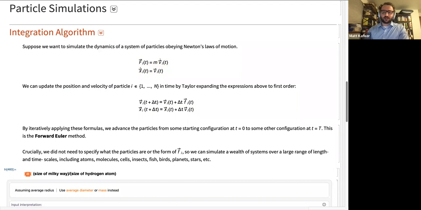So the velocity at some later time is equal to the velocity at the current time, updated by the force times dt. I've absorbed the mass into the force term here. And the position is updated by the current position plus the velocity times dt. This should not be shocking to anybody. If I need to clarify, please let me know. But the idea is that we start with some initial conditions at t equals 0, and by iteratively applying these equations, we arrive at some different configuration at t equals capital T, whatever that may be.